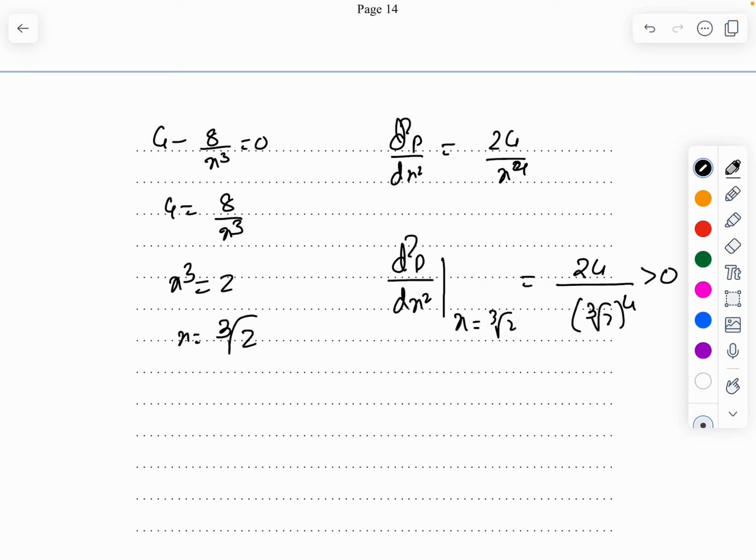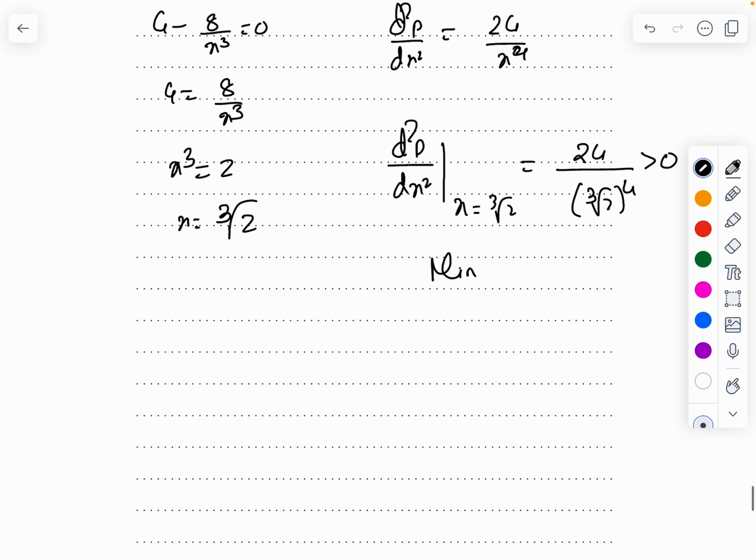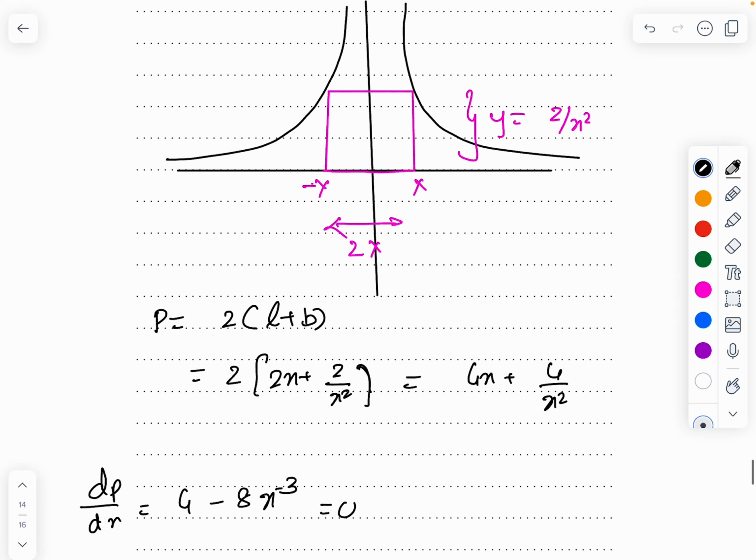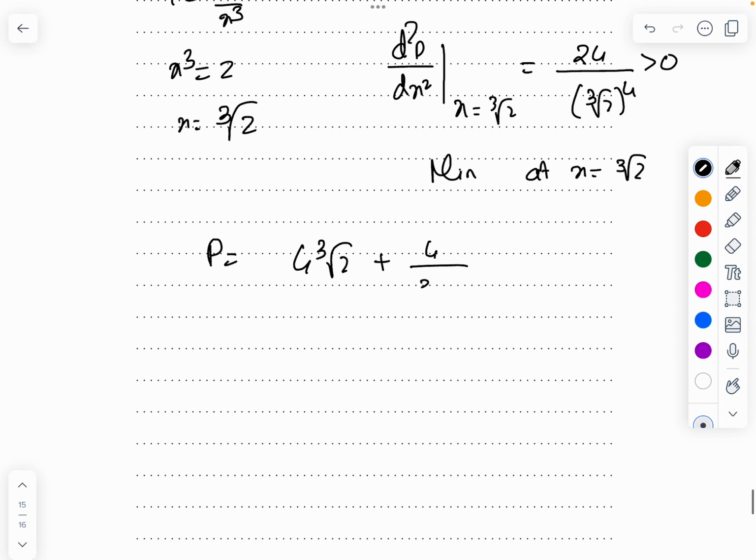It is greater than 0, therefore it has a minimum at x equals cube root of 2. What is that minimum value? Plugging into the perimeter, 4 cube root of 2 plus 4 upon (cube root of 2) whole square. That's going to be the perimeter.